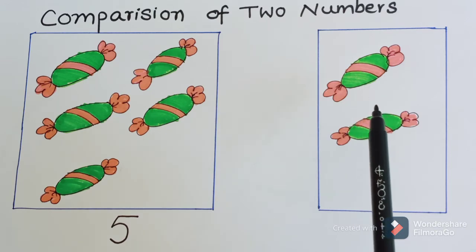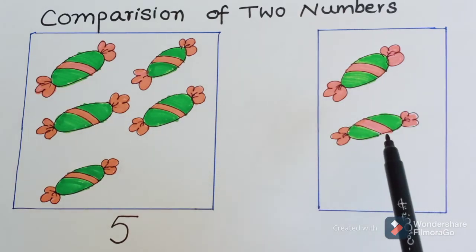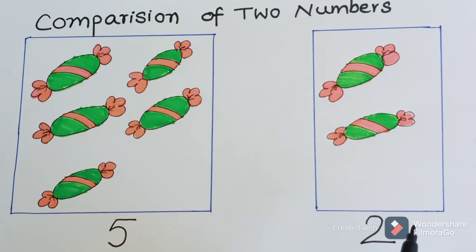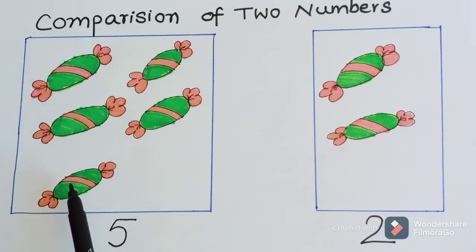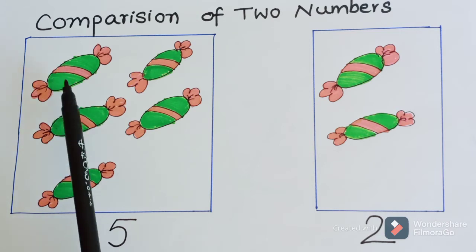Let us count. 1, 2. Only 2 chocolates. In the second group, we have only 2 chocolates. Which group has more number of chocolates here? Yes, this group, because in this group we can see more number of chocolates. In the second group, we have only 2 chocolates. But in the first group, in addition to 2 chocolates, we have 3 more chocolates. How many more are there? In the first group, there are 3 more chocolates.